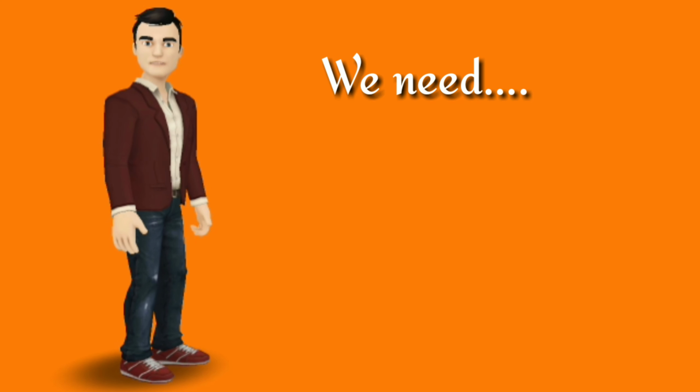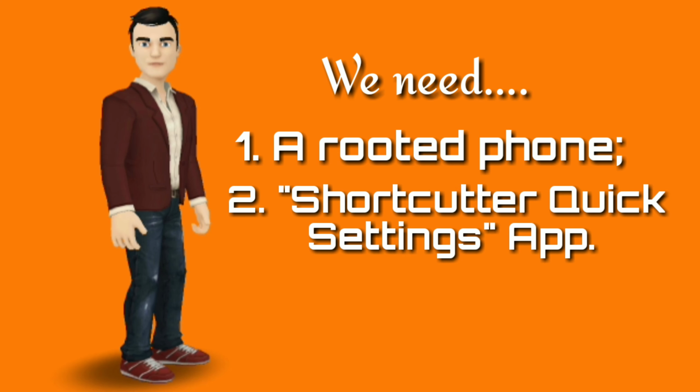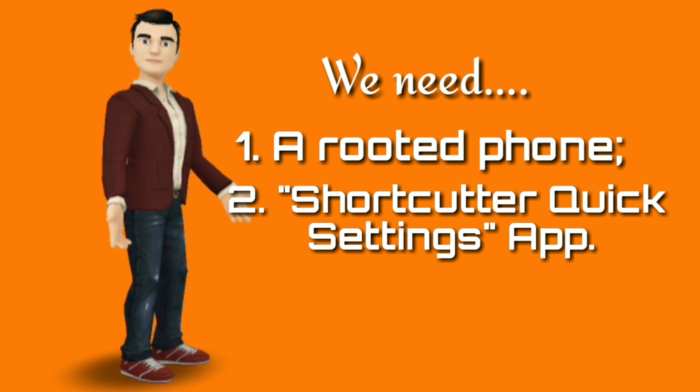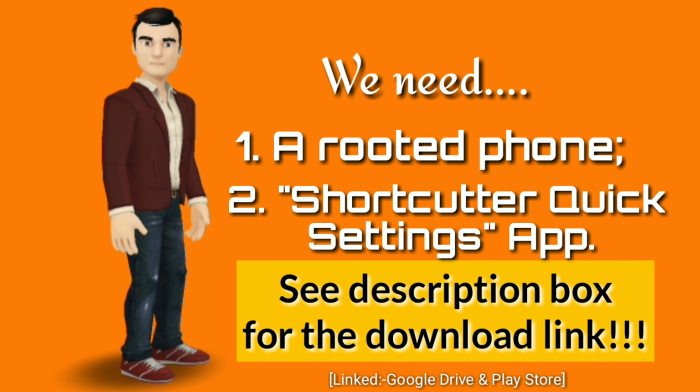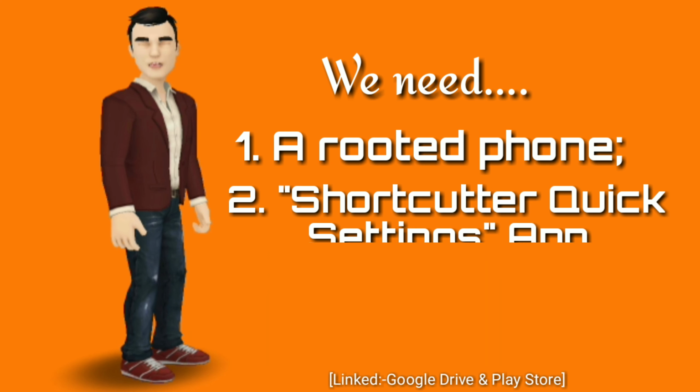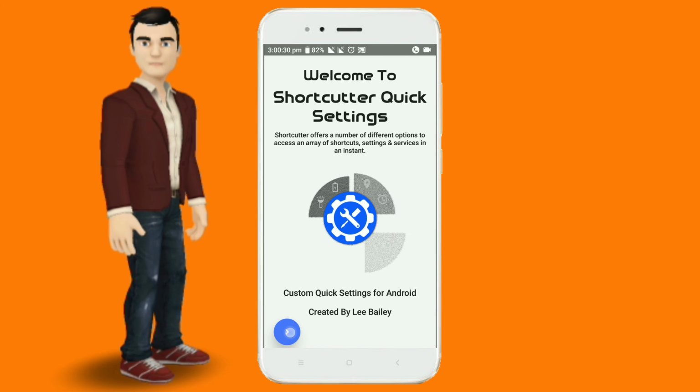For this we need a rooted phone and a third-party app, which is free and available in the Play Store, called Shortcut or Quick Settings. I have added the app link in the description box. Before installation, see how I work. At first, download the app and open it. Allow all permissions.